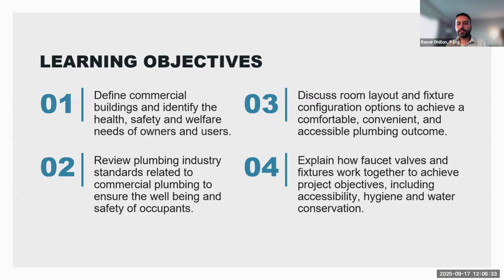So there are 4 learning objectives to this course. In the first part of the course, we're going to define what we mean by commercial buildings. Objectives 2 and 3 are covered in the plumbing section, which includes an overview of a common room layout, how different types of faucets and fixtures work together, and how they all come together to meet project goals. And at the end of the course, we're going to be reviewing plumbing industry codes and standards related to plumbing in commercial construction.